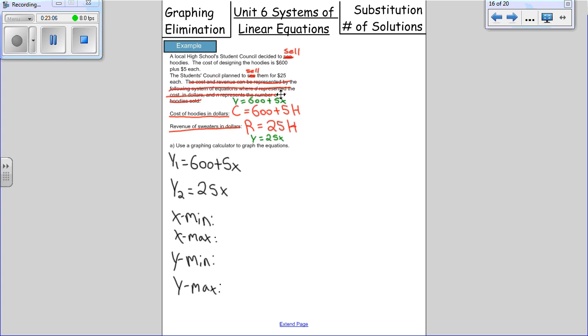X maximum. X means hoodies. What's the maximum amount of hoodies you think would be fair for a student council to sell? I think if you were a student council and you sold like 100 hoodies, you're probably doing pretty good. Is that safe to say? Yeah, right? Like that's just a reasonable guess. Nobody here knows what their actual maximum hoodies sold could be. I just need to do a reasonable guess. 100 seems pretty reasonable to me.